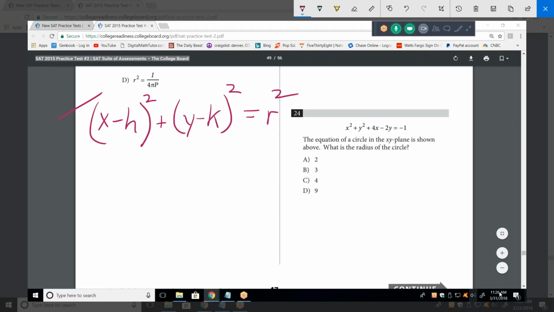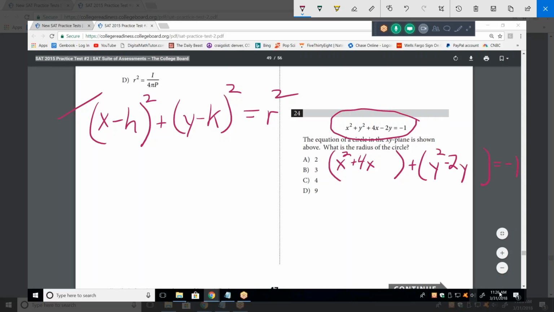But you have to complete the square, because notice what we're looking at over here is not in this format. So we have to put it in that format. The way I do it is I gather my x terms, leave room to complete the square, I gather my y terms, leave room to complete the square, and I have my number.